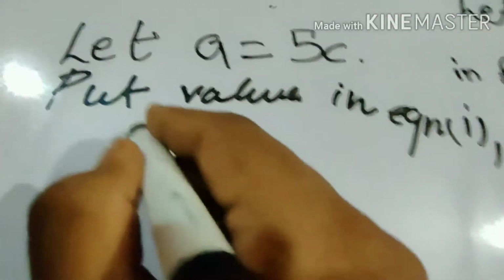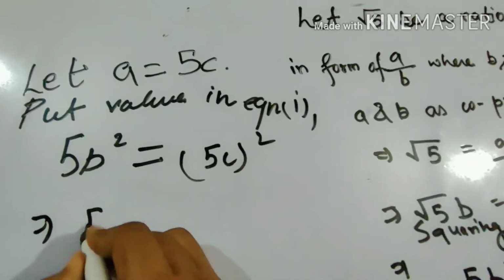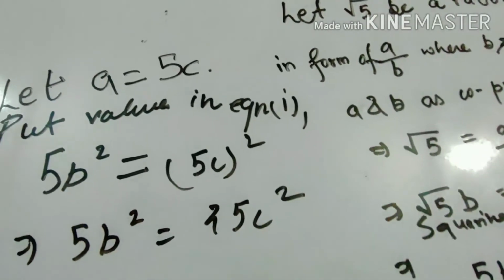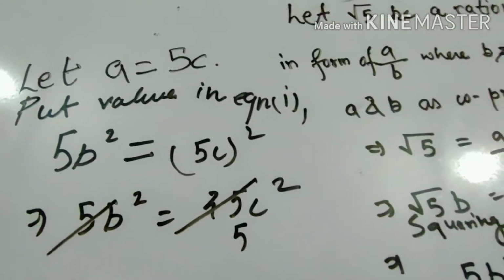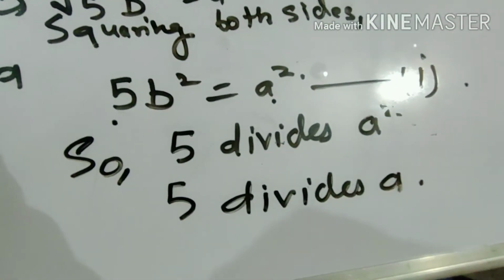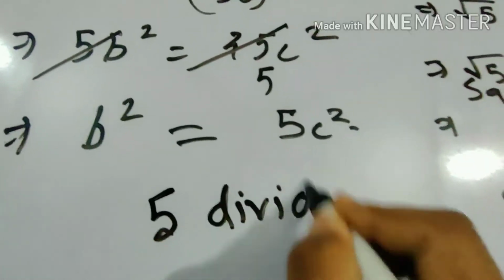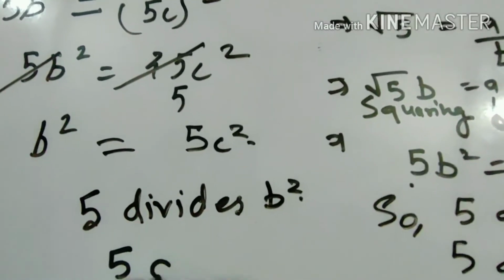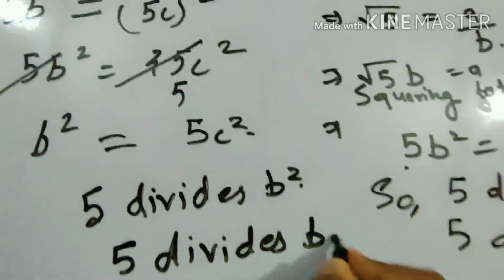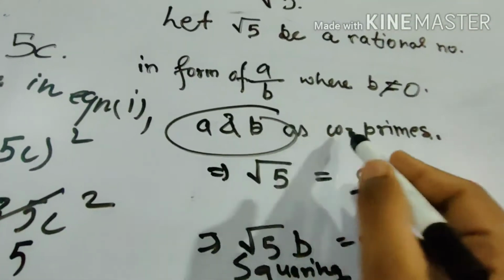what we get is 5b square equals 5c whole square, which is 5b square equals 25c square. When divided, we get b square equals 5c square. A similar equation has come, which implies that 5 divides b square, and if 5 divides b square, 5 divides b. Now we can see that 5 is a common factor of b, 5 is also a common factor of a, which means that a and b have a common factor 5.